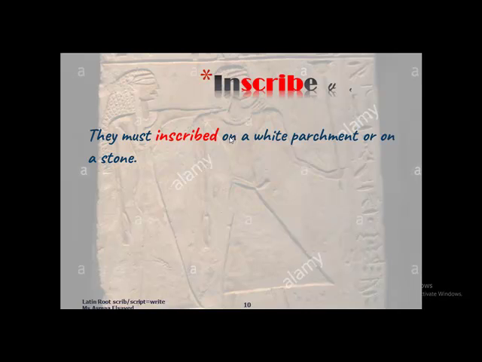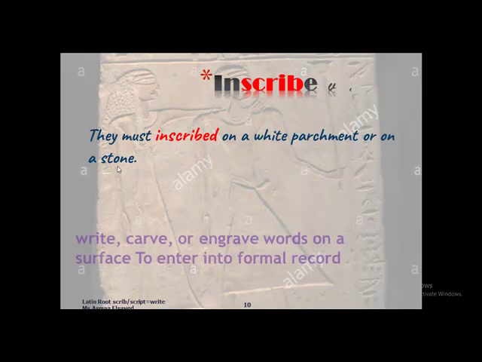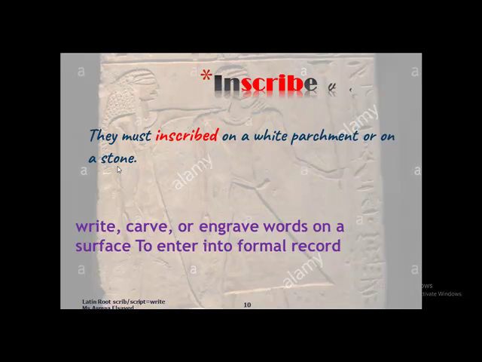This is a stone, maybe from inside a temple. Is it Egyptian? Yes, I guess that's from the Egyptians, from the pharaohs. And how did they write on stone? That's what we call inscribe. You have the word in, which refers to something that goes deep, like holding a sharp thing to engrave something, like a pumpkin. They must inscribe on a white parchment or on a stone. It means to write, carve, engrave words on a surface to enter into a formal record, like writing inside the temple's walls. Of course, the noun is inscription.